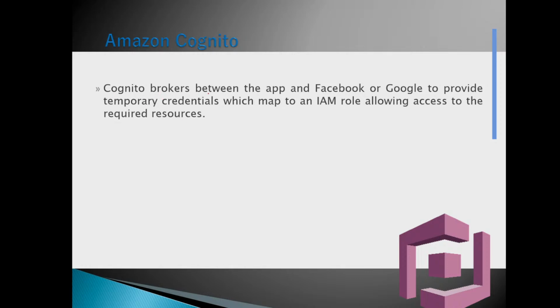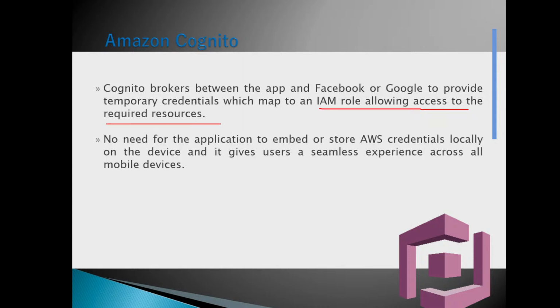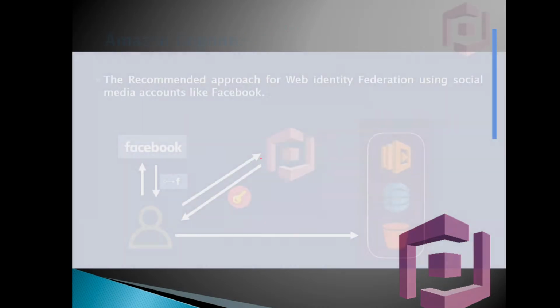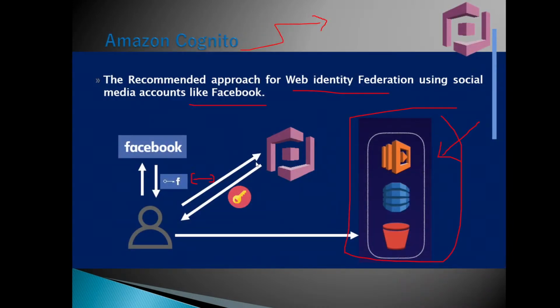Cognito brokers between the app and Facebook to provide temporary credentials, which are mapped to an IAM role, allowing access to the required resources. There is no need for the application to embed or store credentials locally on the device, and it gives the user a seamless experience across multiple mobile devices. So it acts as a broker. You don't have to write a single piece of code. Just a couple of clicks and your Cognito application is up and running.